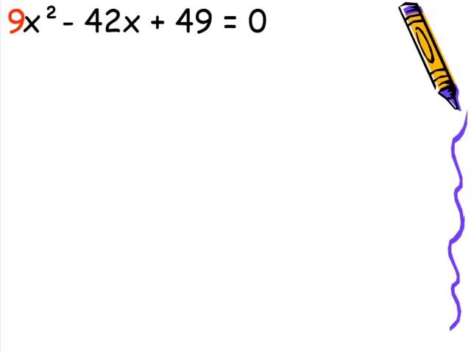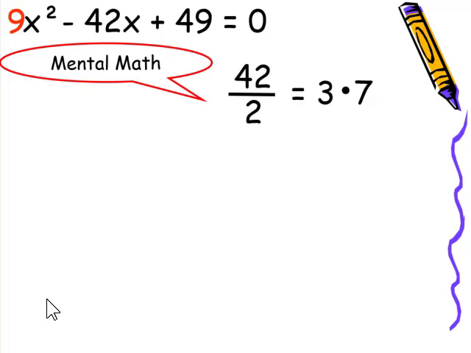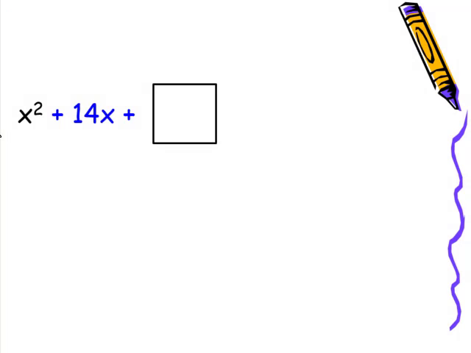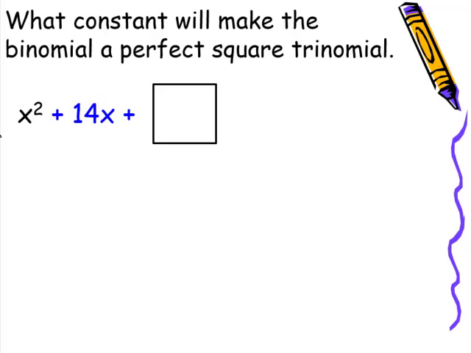Let's check to see if this is a perfect square trinomial. We'll take half of 42, which is 21, and the square root of 9 times the square root of 49. So that's 3 times 7, and that is also 21. Therefore, I know this is a perfect square trinomial. And remember, this has to be a positive. If this is not a positive, I already know it's not a perfect square trinomial. The constant has to be positive. Take the square root of both sides, add 7 to both sides, divide by 3. So x equals 7/3.